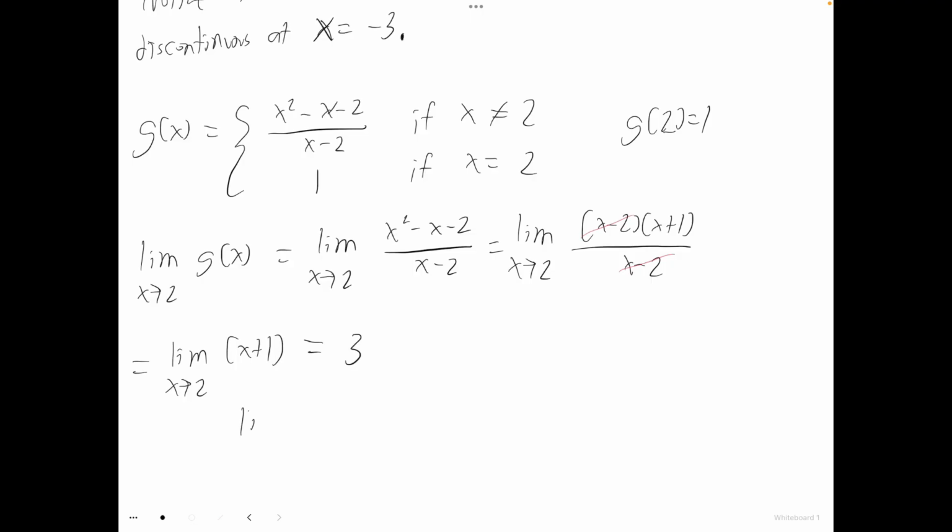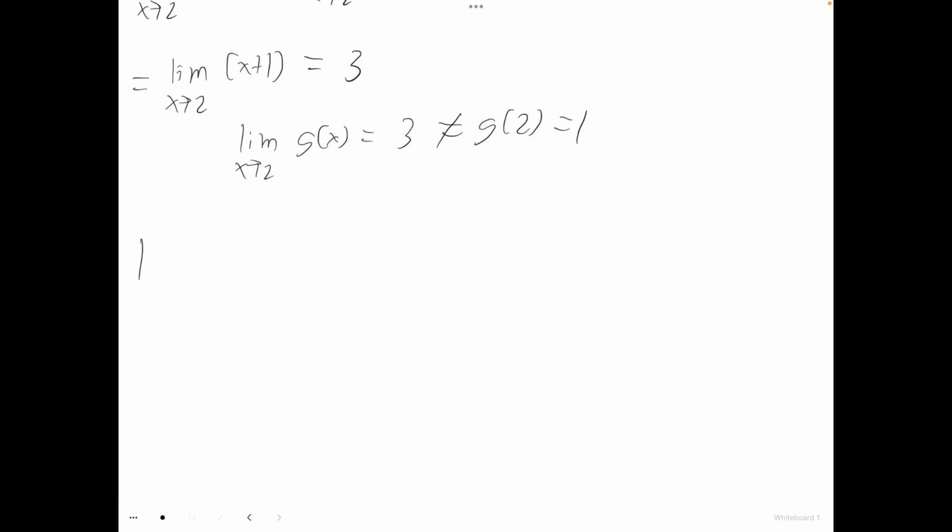And so we have that the limit as x approaches 2 of g of x equals 3, and that's not equal to g of 2, which is 1. And so this function, g of x as we've defined it, is not continuous at the point 2.